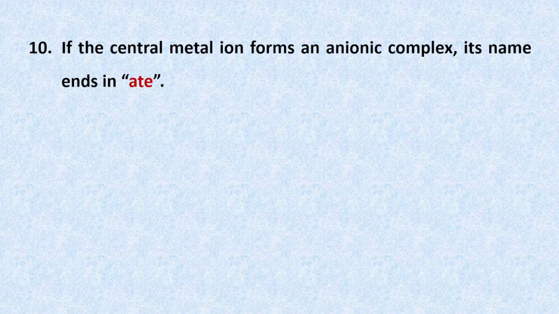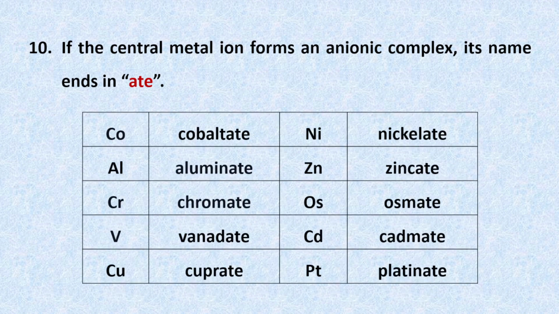If the central metal forms an anionic complex, its name ends in -ate. Like cobalt becomes cobaltate, aluminium becomes aluminate. Similarly, chromate, vanadate, cuprate, nickelate, zincate, osmate, cadmate and platinate.